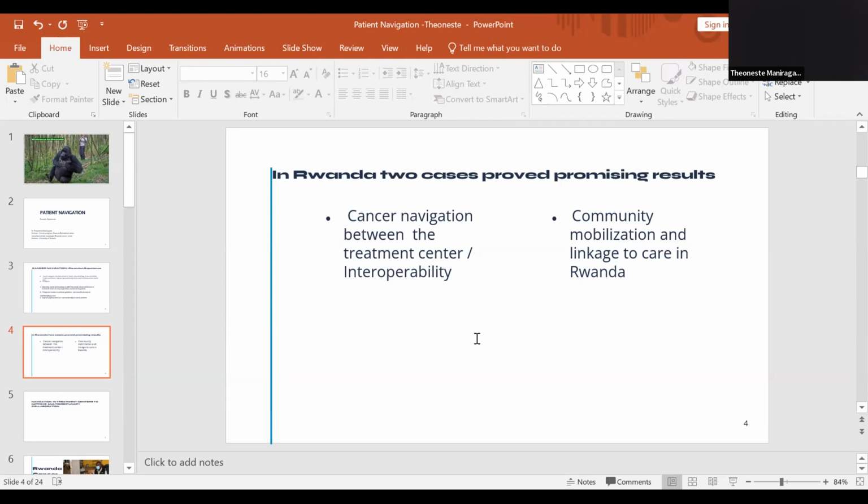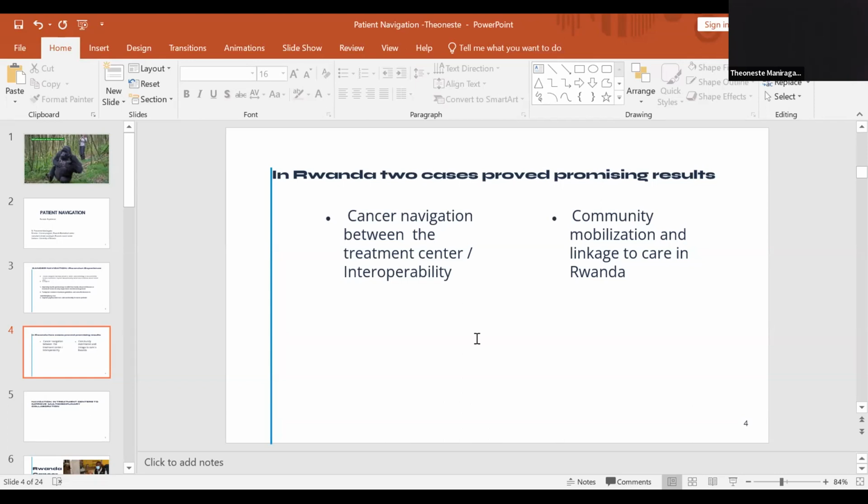I'll be talking about 2 projects that were run at the same time. One was about cancer navigation between the treatment centers, which we namely call interoperability. The second was community mobilization and linkage to care in Rwanda.